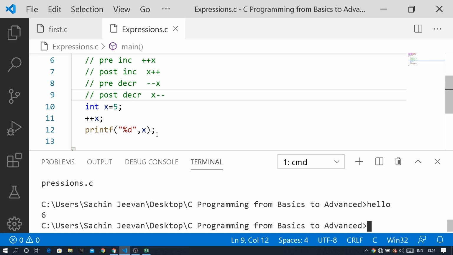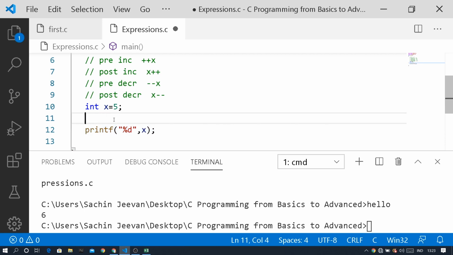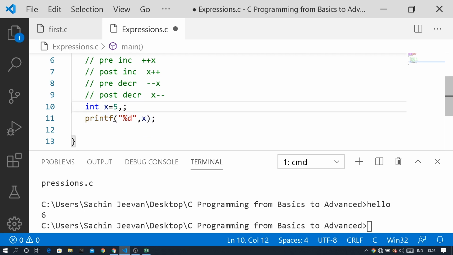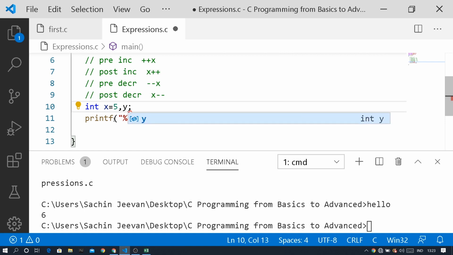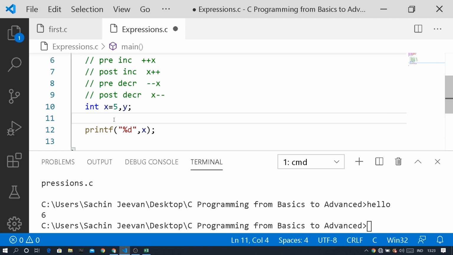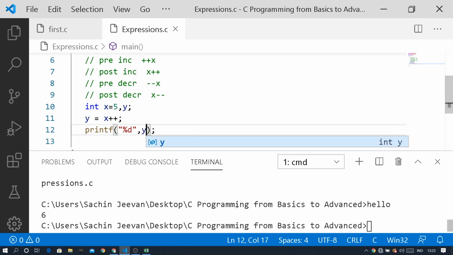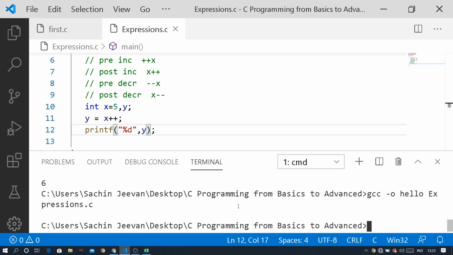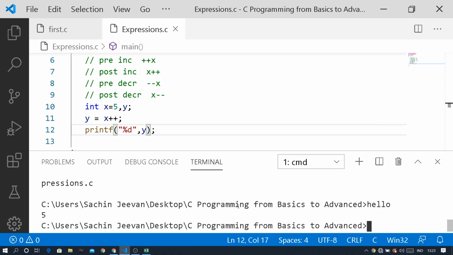But let me show you one more demo, then we will see the difference between post increment and pre increment. I'll introduce a new variable called y, and now I will tell you y is equal to x plus plus, and now I will print the value of y, and we will check what it is going to show. I'll just compile it and go for the execution. See, x plus plus means incremented. It has to be incremented.